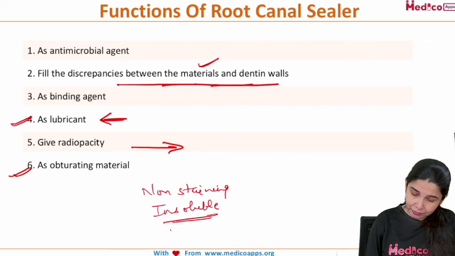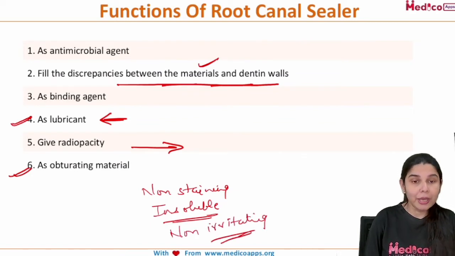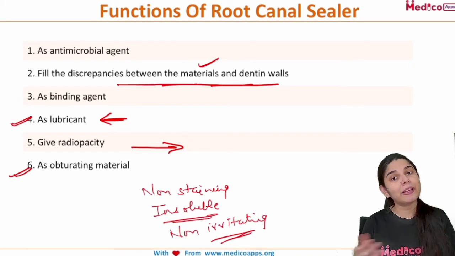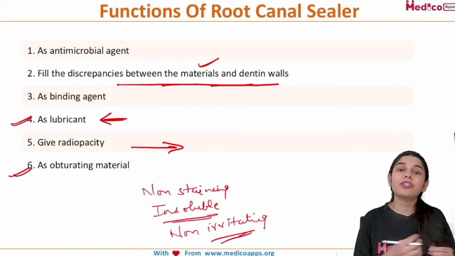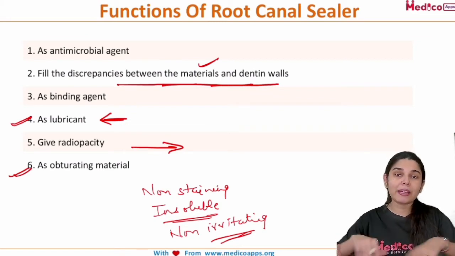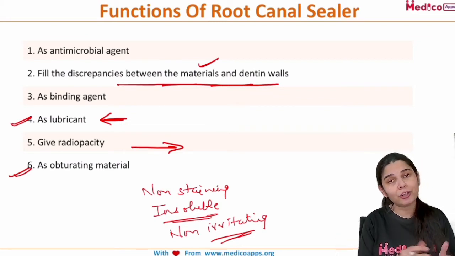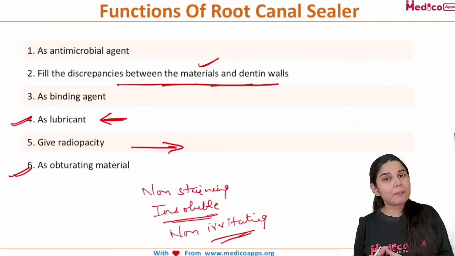And also the last one is it should be non-irritating to the periradicular tissues and the periapical tissues, so that even if it flows out of the periapical region, it should not irritate the periapical region and the periradicular tissues. So all these are important functions.